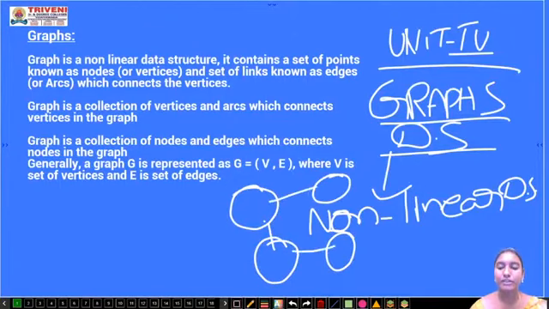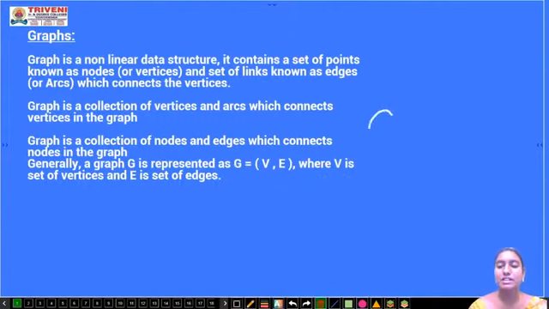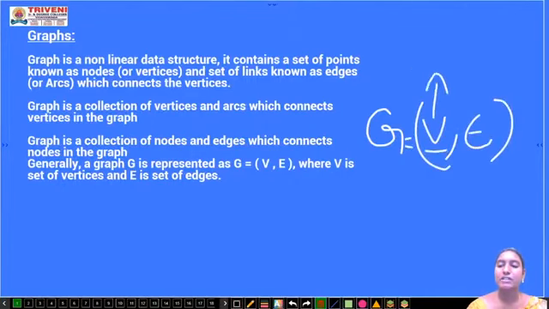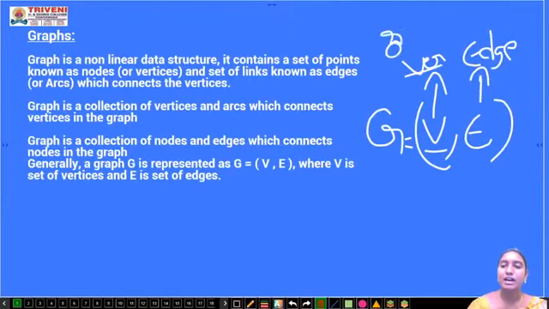What is the basic definition of a graph? A graph is a collection of edges and vertices, where the edges connect the vertices. A graph is represented with G, the symbolic representation is G equals (V, E), where V is the vertex and E is the edge. The vertex is a point, and the edge connects points. This is the vertex and this is the edge, and an edge is also called an arc.